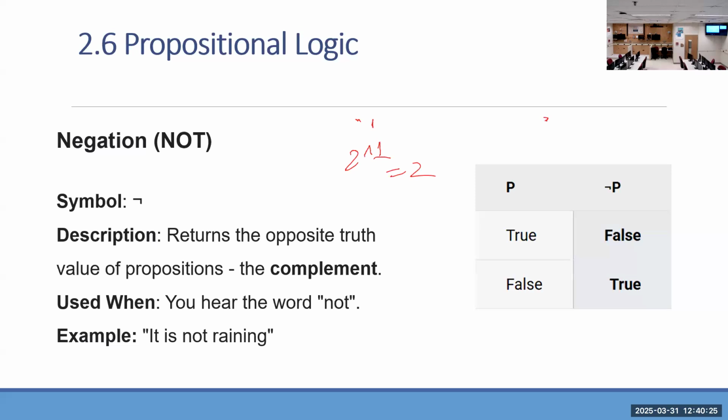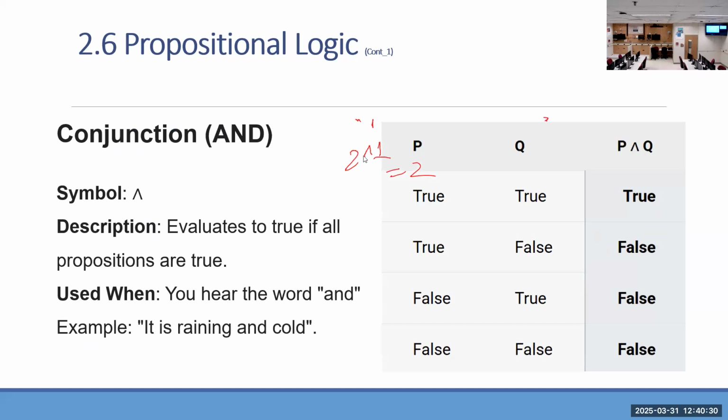Now, in the case of AND and OR, you have 2 inputs. That's why you need 4 rows. 2 raised to power 2, you have 4 rows, and then so on. If you have 3 inputs, how many rows do you need? Tell me, guys.